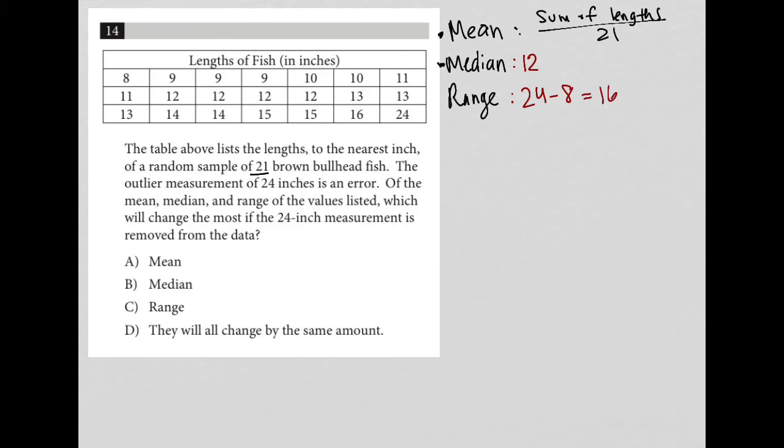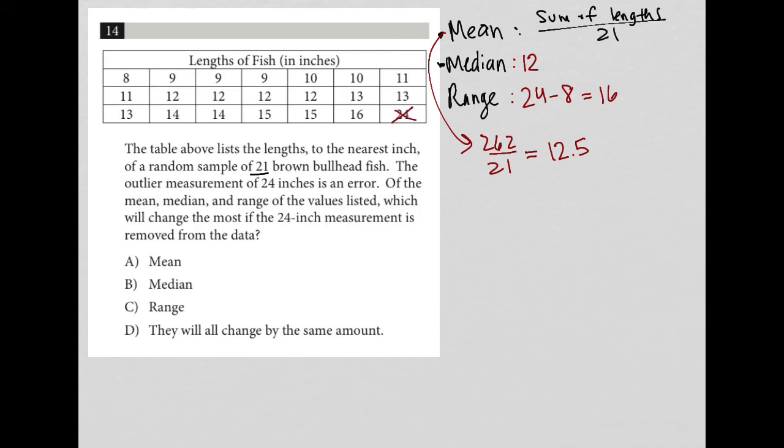So let's find this mean. In your calculator, you can very quickly add up all of these values. So I'm going to do it here as well. I have 8 plus 9 plus 9 plus 9 plus 10 plus 10 plus 11 plus 11 plus 12 plus 12 plus 12 plus 12 plus 13 plus 13 plus another 13, plus 14 plus 14 plus 15 plus 15 and plus 16 and plus 24. What I get from that is 262. Again, I'm going to divide that by 21, and I get 12.47, but let's call it 12.5.